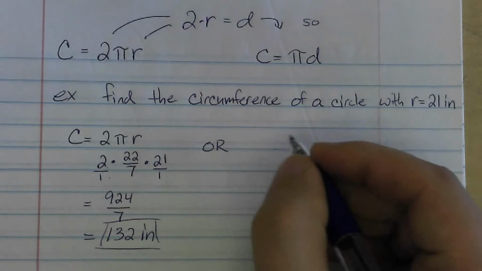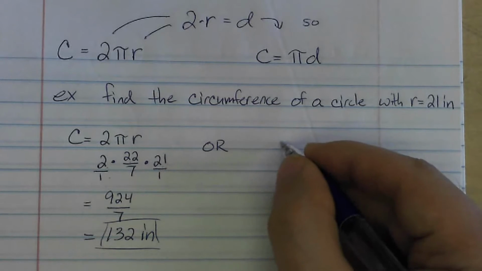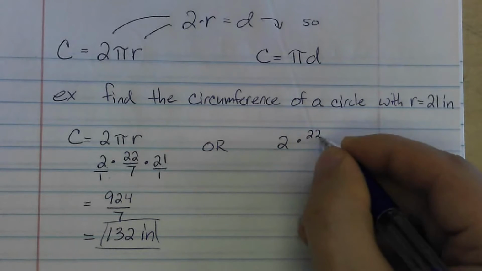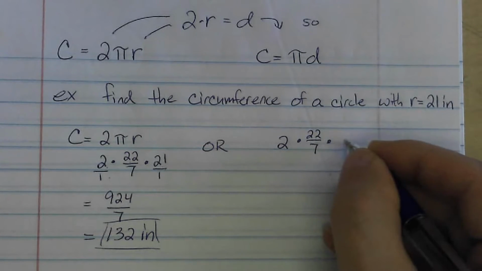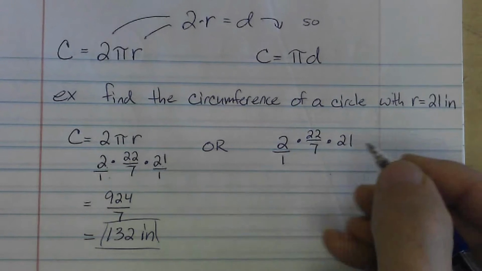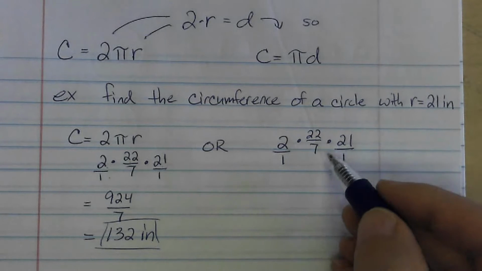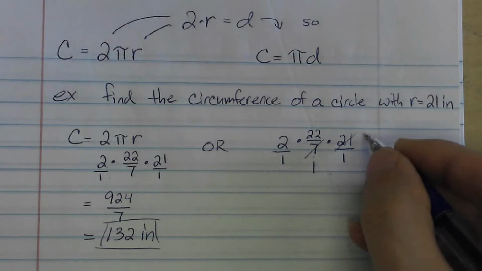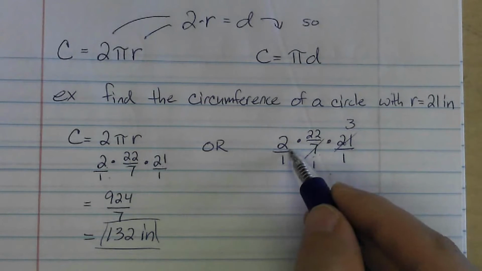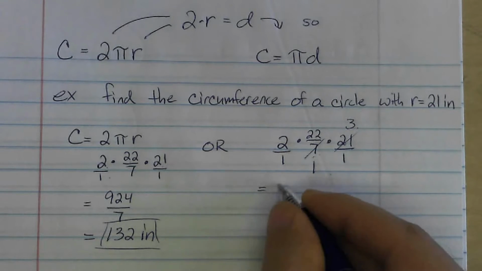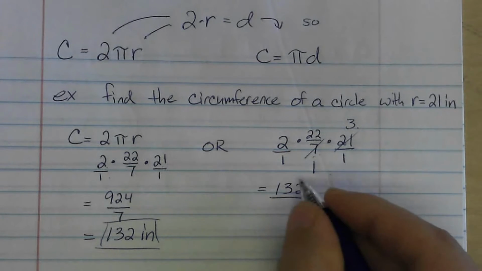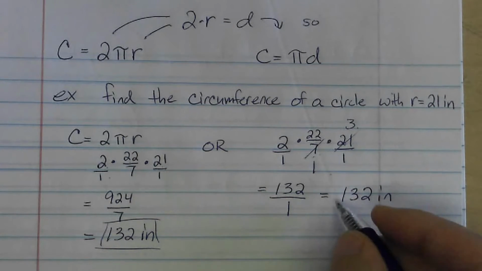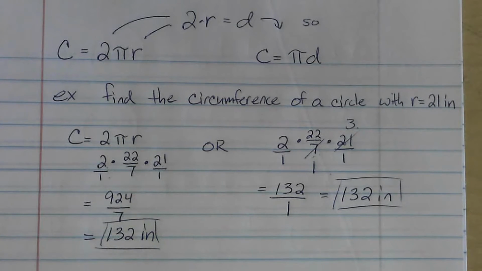Now, if you like to cross cancel, which I recommend, instead we would have, again, 2 times pi, which is 22 over 7 for this class, times our radius of 21 inches. Make this into a fraction by putting it over 1, this into a fraction by putting it over 1. Now 7 and 21, I can divide both of them by 7. 7 goes into 7 once, 7 goes into 21 3 times. Now I have 2 times 22 times 3, that would be 132. And on bottom, 1 times 1 times 1, which is 1. This simplifies to 132 inches. It doesn't matter to me which method you use, whatever you prefer.